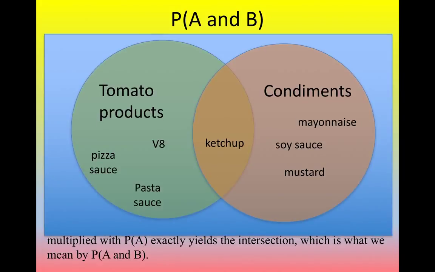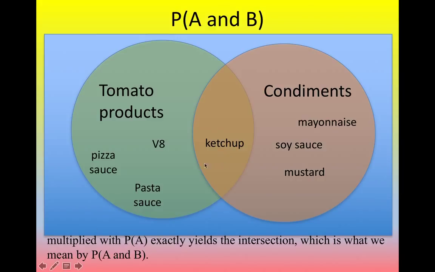Okay, here's another example. I have 4 tomato products: pizza sauce, pasta sauce, V8, and ketchup. And I have 4 condiments: ketchup, mayonnaise, soy sauce, and mustard. Suppose I tell you I have a tomato product. So now you know I have one of these 4. Let's say I don't tell you which tomato product it is. I just say I have some tomato product. It's one of these 4. What's the probability of it being a condiment also?